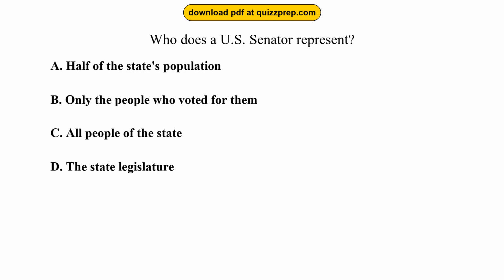Question 78. Who does a U.S. Senator represent? Option A. Half of the state's population. Option B. Only the people who voted for them. Option C. All people of the state. Option D. The state legislature. The correct answer is option C. All people of the state. A U.S. Senator is elected to represent all the citizens living in their entire state.